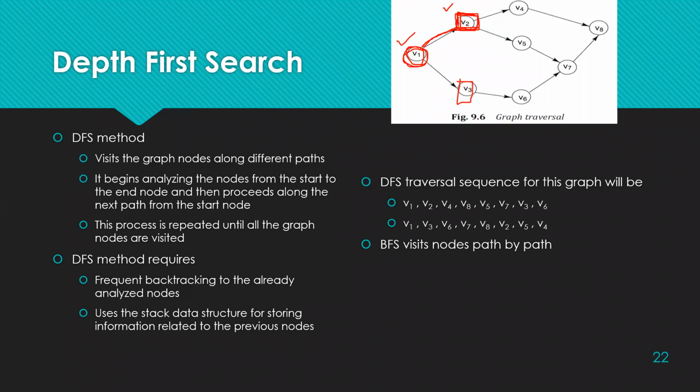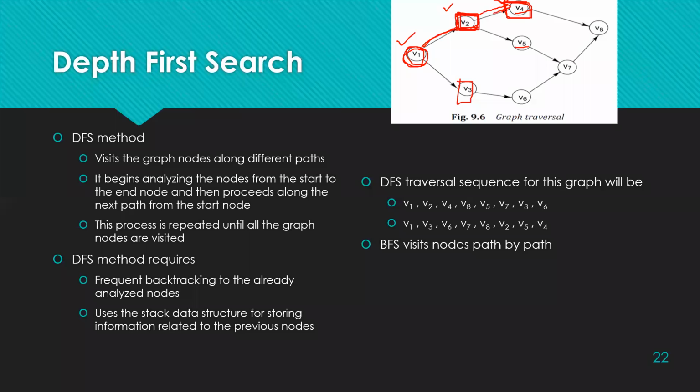Now I explore who the neighbors of V2 are. The neighbors of V2 are V4 and V5, so I know there are two neighbors. Now I have to jump to one of these neighbors. I will go to node V4. This is the vertex which I will be visiting.